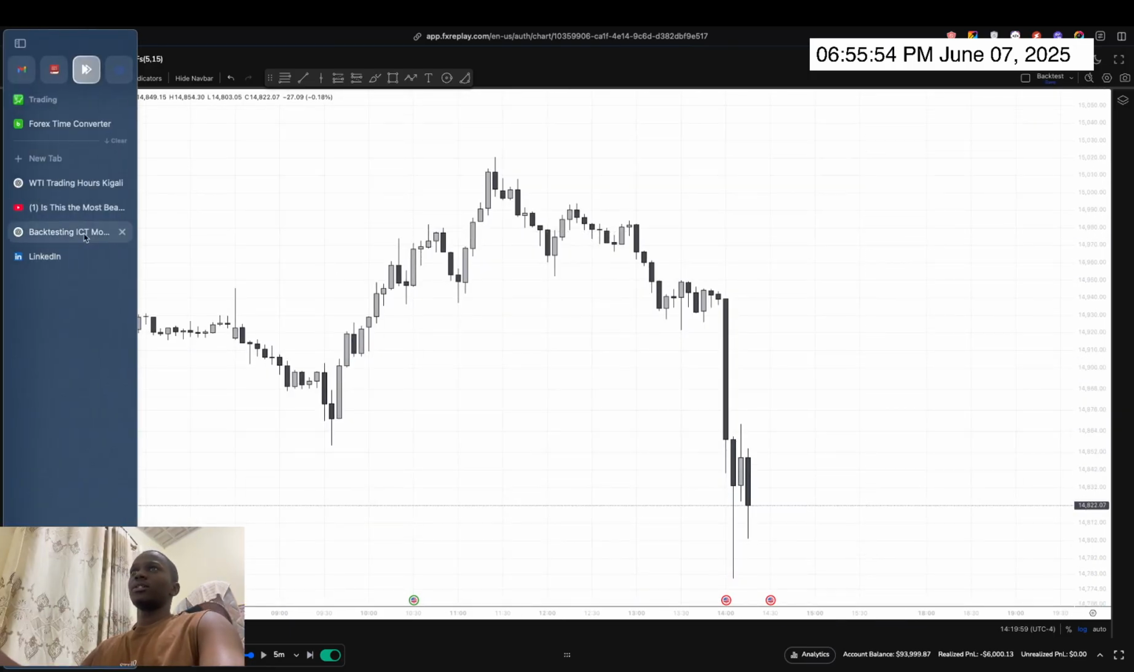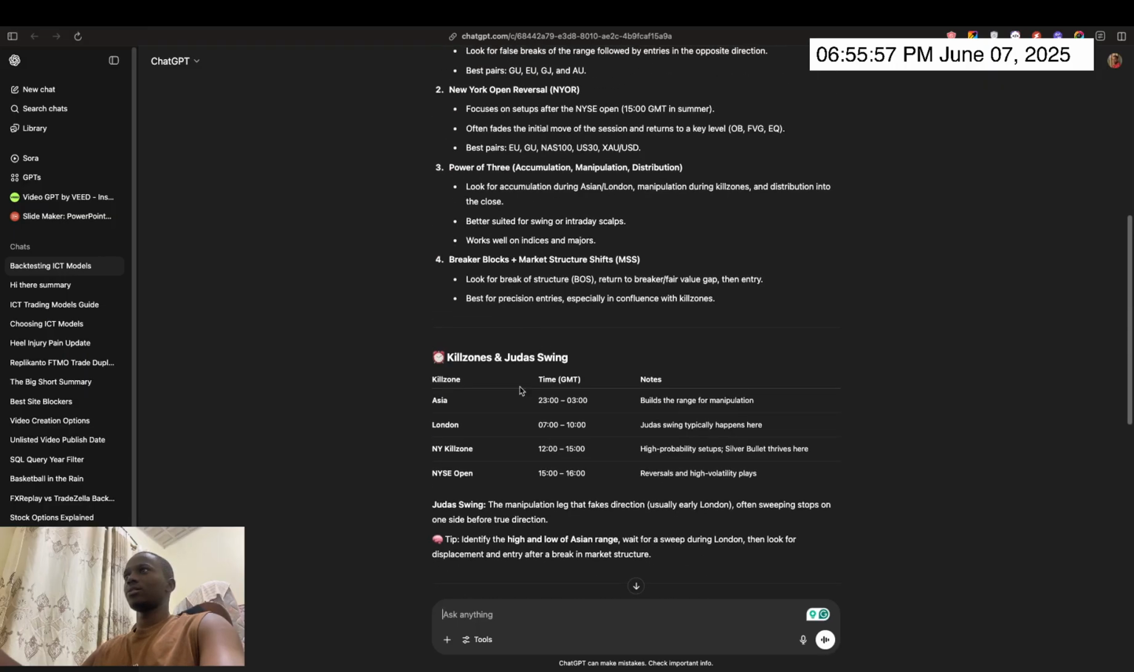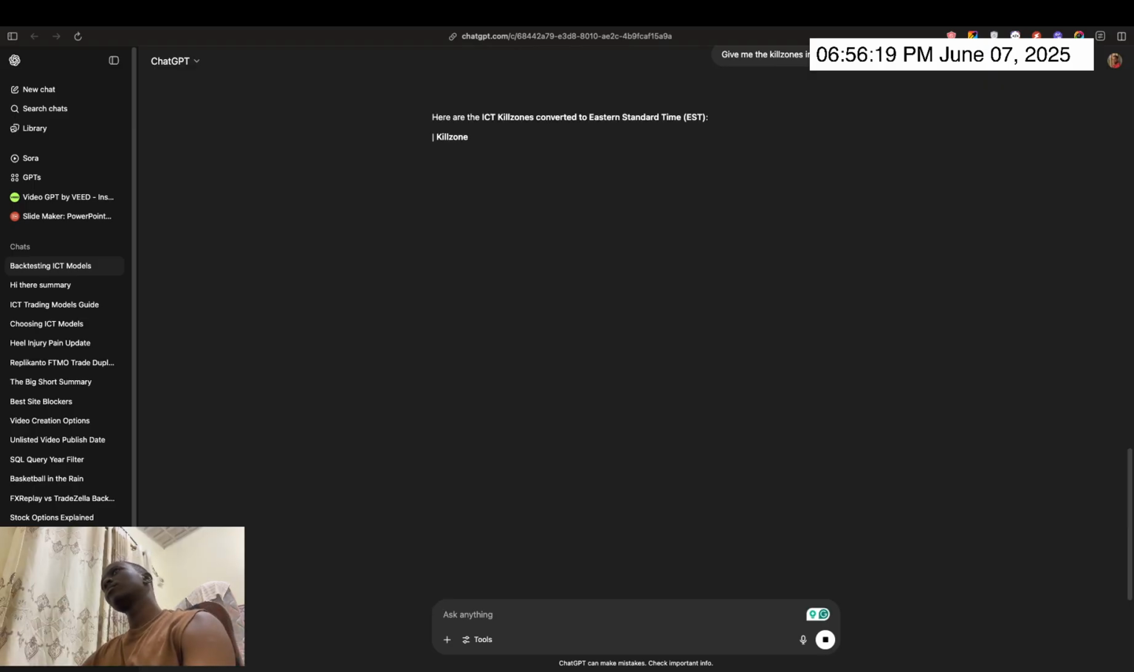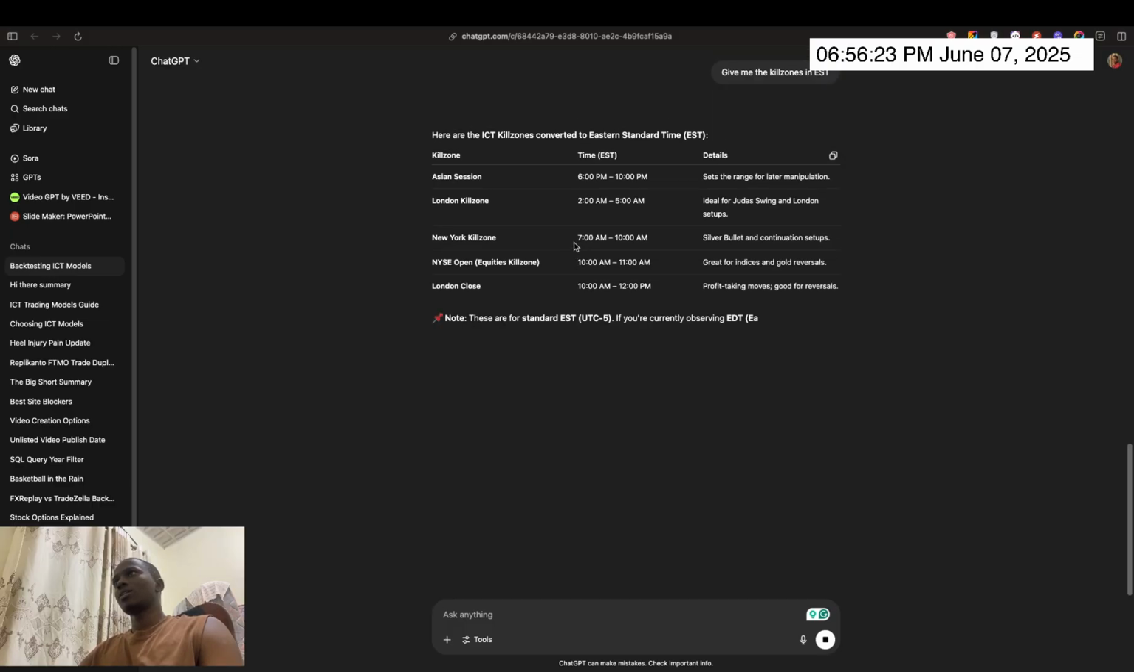So reminder, kill zones. So the kill zones from 12. Wait a minute. Is this a kill zone? This is in GMT. Dude, I need them in EST. Give me the kill zones in EST. So Asian session kill zone is between 7 and 10. This is the kill zone that I want. This one.